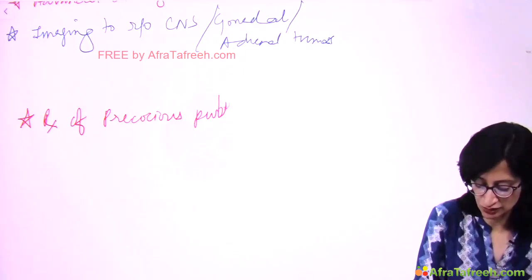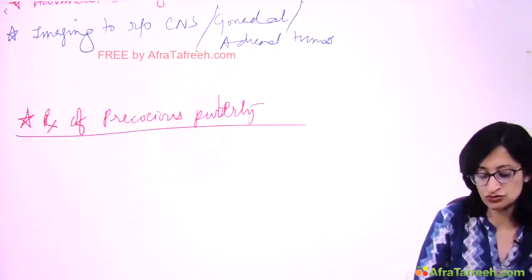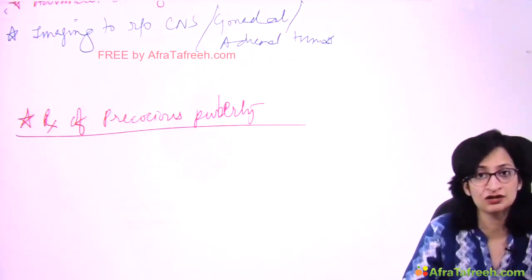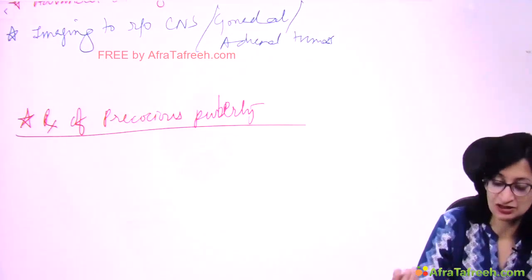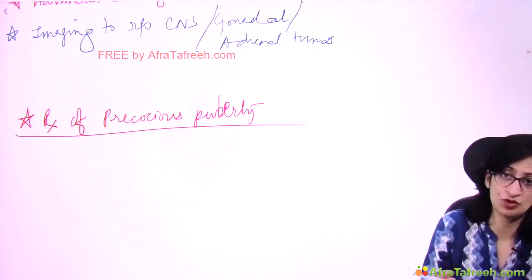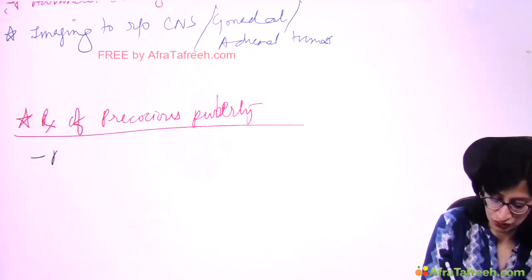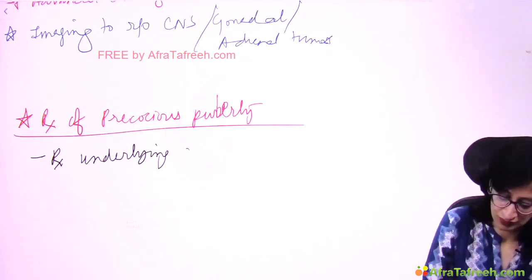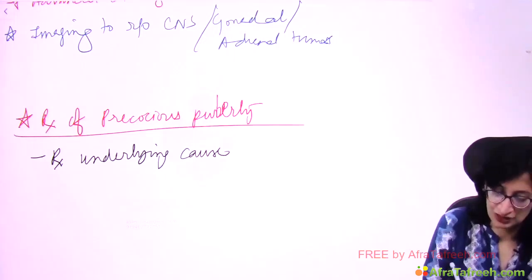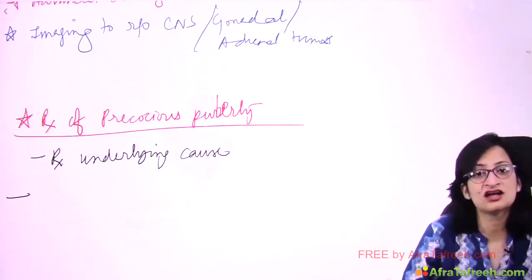If you have got an underlying cause, you have to treat it. Like if there's a tumor, you surgically remove it. If there's hypothyroidism, you treat the thyroid problem. So treat the underlying cause, for example surgery for tumors, and you use long-acting GnRH analogs.